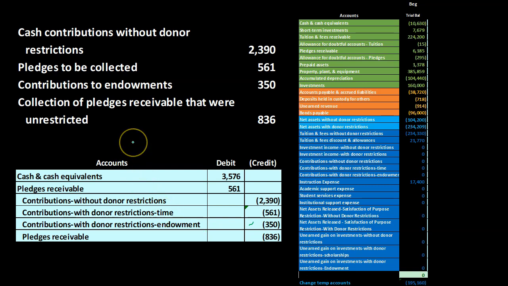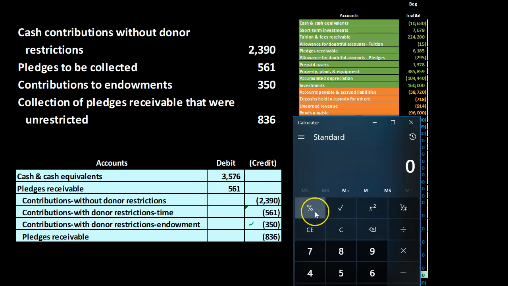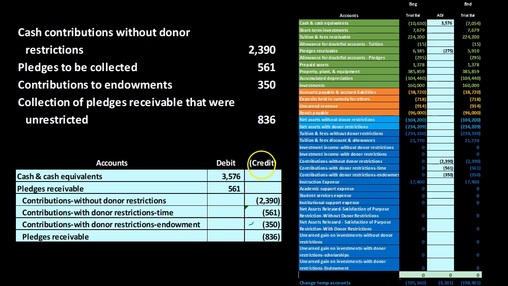And then finally, we have the collection of pledges receivable that were unrestricted. So we had pledges receivable that are up top, a receivable account, an asset account. We're saying we collected some on that. We collected the 836 of it. Therefore, we're going to be decreasing the accounts receivable account by the 836. And the other side of that would then be going to cash. So then cash, of course, the top account is going to be, I would say, the plug, being the credits minus the debits, the 2390 plus the 561 plus the 350 plus the 836 minus the 561 gives us the 3576 debit to cash.